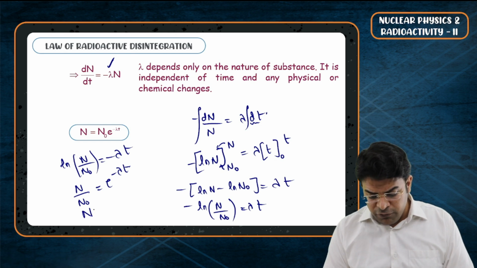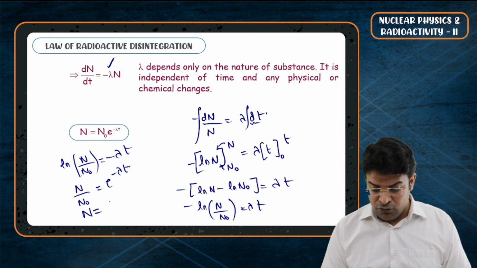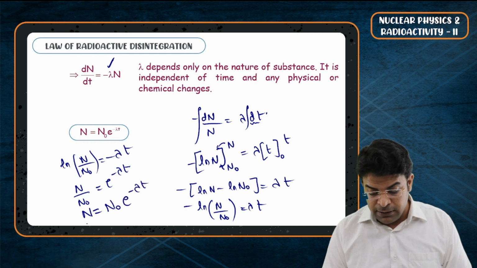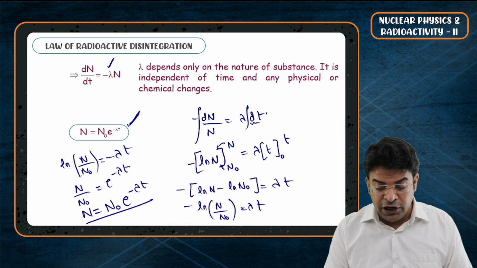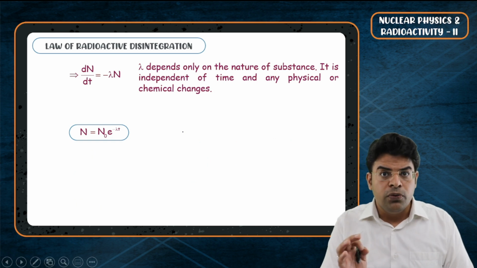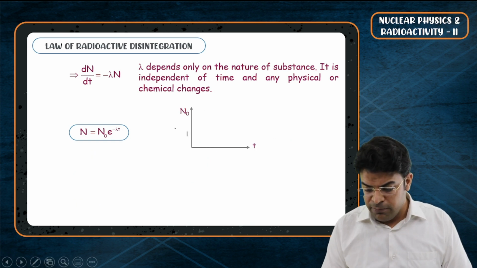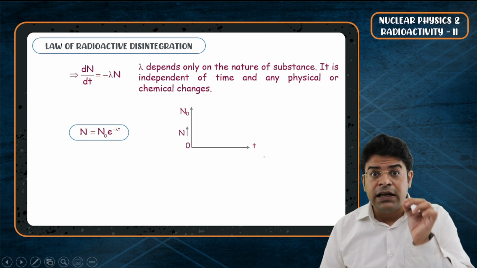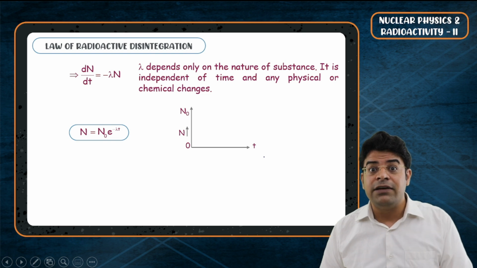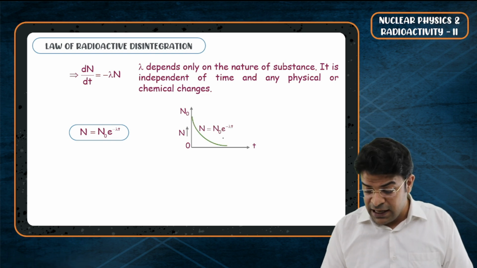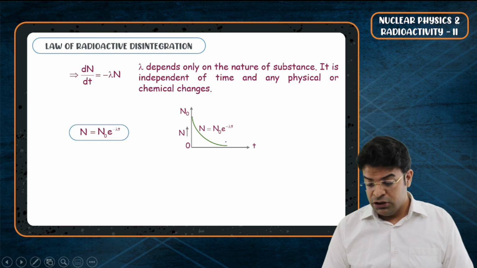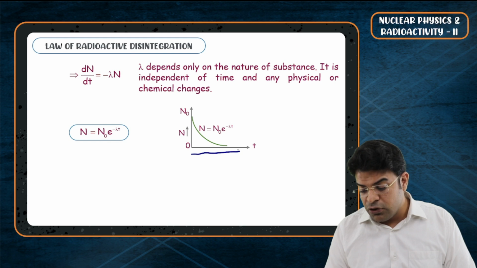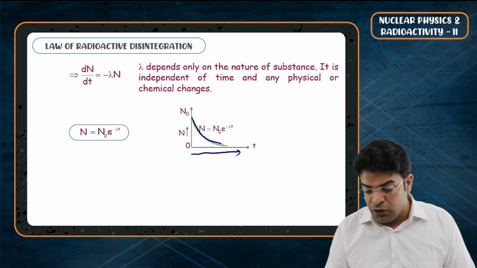Or the number of active nuclei at any time t equals the initial number of active nuclei into e raised to the power of minus lambda t. That is the equation of radioactive decay. If you think of the graph of number of active nuclei versus time, the number of active nuclei keeps on decreasing with time and the graph is an exponential graph like this. At time equals 0, the number of active nuclei is n0, and as the time keeps on increasing, the number of active nuclei keeps on decreasing.